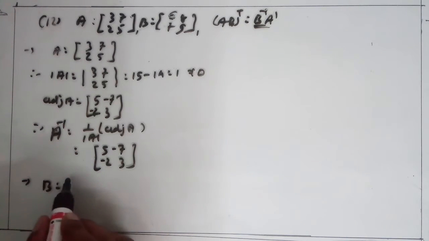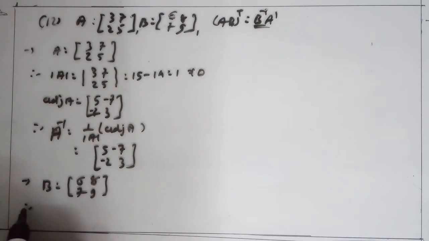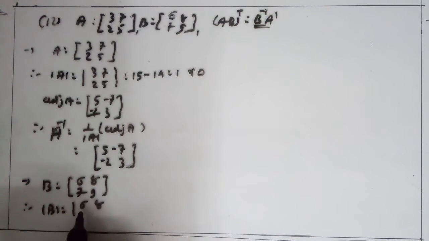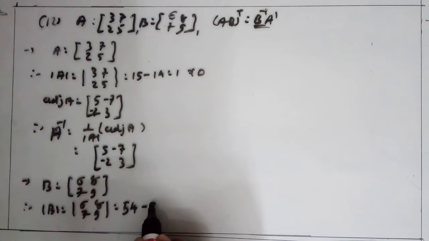So B is equal to 6, 8, 7, 9. Therefore, the determinant of B is equal to 6 into 9, 54, minus 8 into 7, 56, is equal to minus 2.